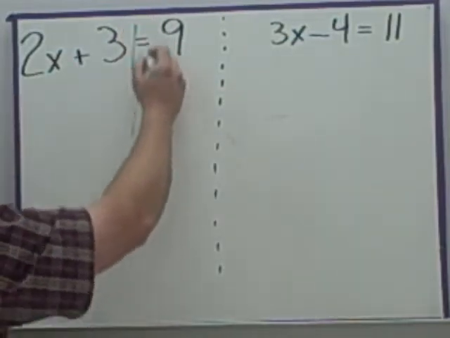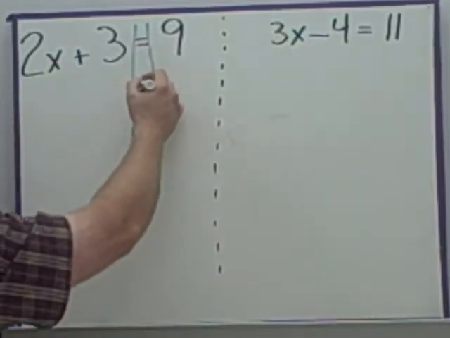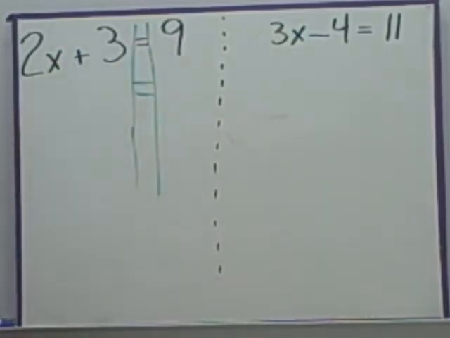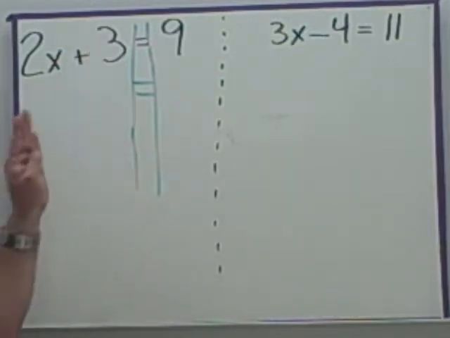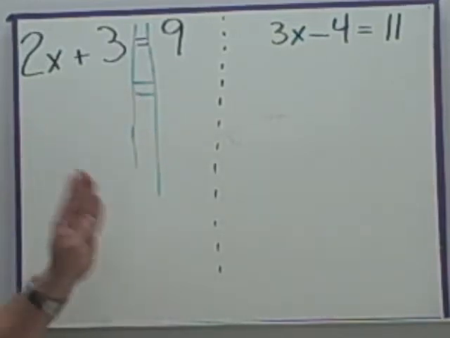I start off by drawing some railroad tracks. Why do I call them railroad tracks? Because when you put the equal sign in here, it kind of looks like a set of railroad tracks. I do that to separate the two sides of the equation. Many times in the process of solving, the equal sign gets lost or disappears altogether. I don't want that to happen, so I draw this to make sure I keep the equal sign there.